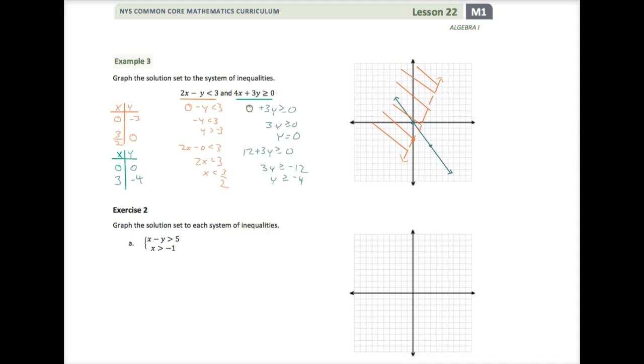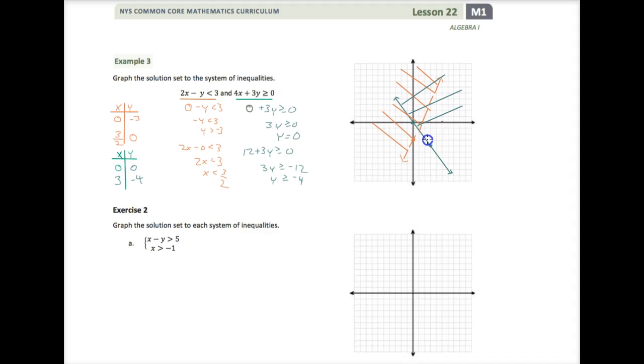And then I'm going to go ahead and check the other one, figure out where that goes. So I can't use 0, 0. It's already in there, but let's make this easy. Let's go 2, 3, 4, 5. Let's test with 5, 0 here. So 5, 0: 4 times 5 is 20. 20 plus 0 is greater than 0. That's true. So I can go ahead now and put a bunch of lines here showing that this is where my shading is.